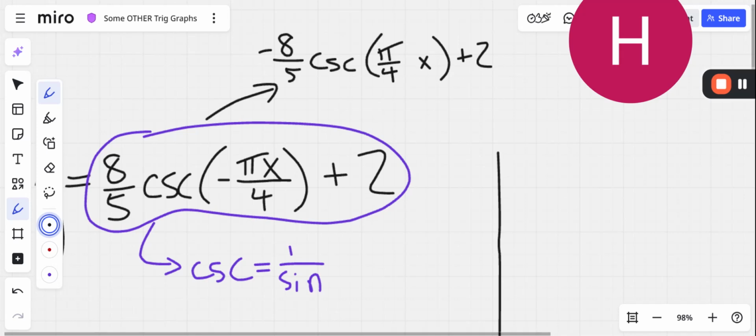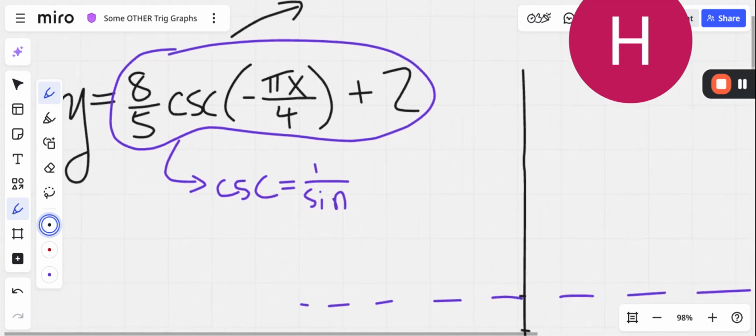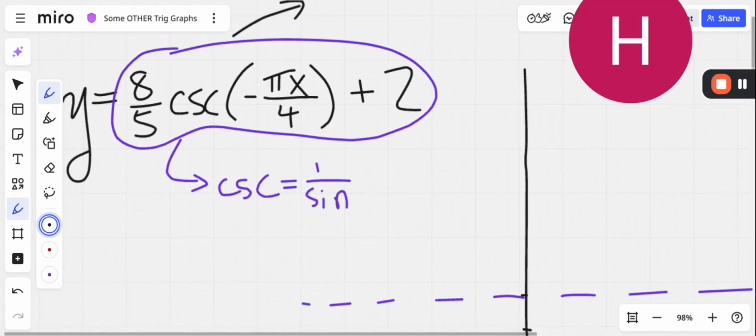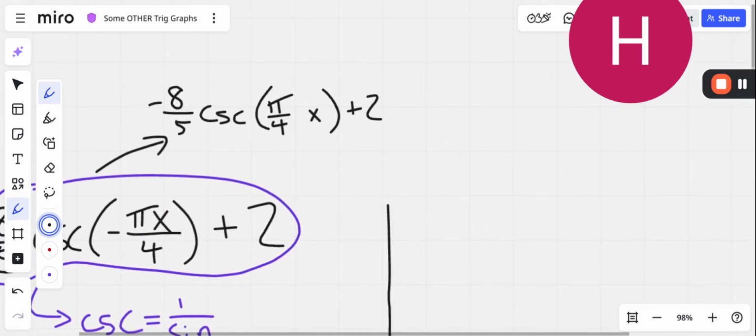Now, of course, the important aspect of cosecant that is so different from sine is that cosecant is undefined when sine equals 0. So we need to be aware of when sine would equal 0. That way we can draw these asymptotes. And what we're essentially going to graph as a boundary curve is negative 8/5 sine of pi over 4x.